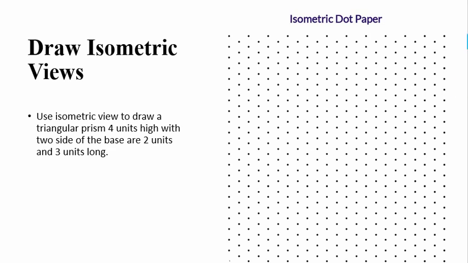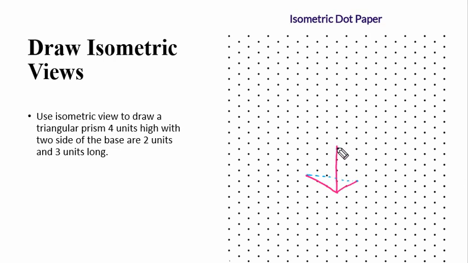Triangular prism. In this one you have 4 units high. So 1, 2, 3, 4. And 3 units long. So 1, 2, 3. And what else? Let me take this side, 1, 2, 3, and 2 units also, 1, 2. Now what you will do in the triangular prism, you have been given two sides. The third side you just have to connect like this, okay? And the height is here.